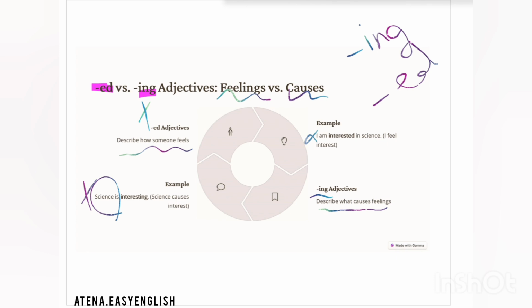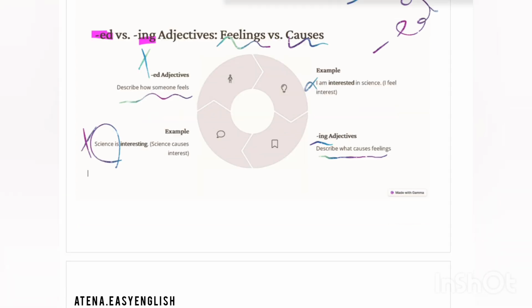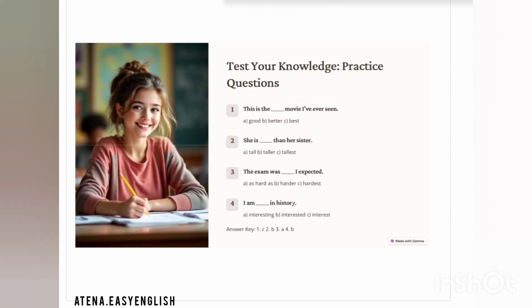For example, I'm bored. It means I feel bored. Okay, something is boring and makes me feel bored. But for example, the movie is boring. So the movie causes that I'm bored. Okay, very well. And now the last part, we have a practice. There are 4 questions. I want you to pause the video here and answer these questions.